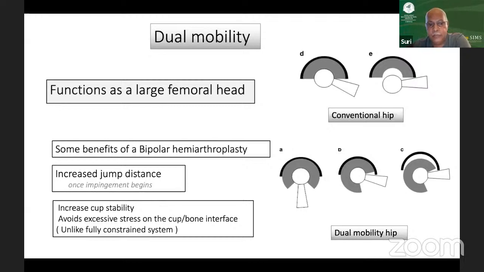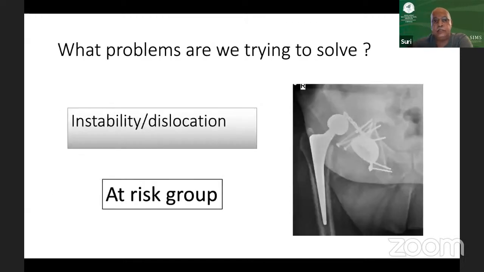So the cup is stable, avoiding stresses on the bone interface at the upper end. In the fully constrained system, you have a lot of constraint that comes in, and this is what is relieved by the dual mobility. So that's the basic difference between the constrained cup and this set. So we all need to address three questions.